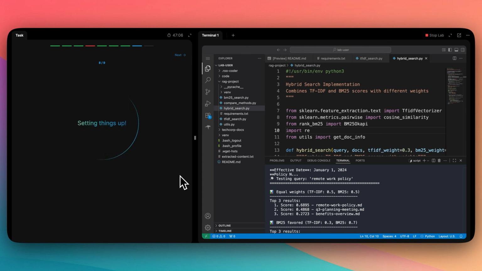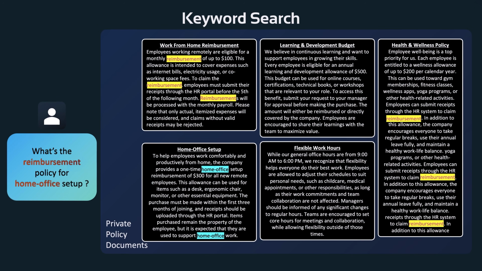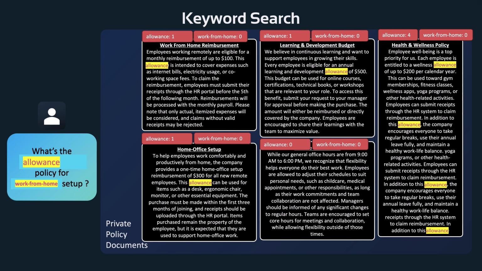Let's get back to the next topic. We just looked at vector search. Let's now understand semantic search. Now, one of the challenges with keyword search is that if the exact keyword isn't there, the search fails. For example, instead of reimbursement, if we say allowance, it tries to find the exact word allowance. And instead of home office, if the user asks work from home, it's unable to find that anywhere.